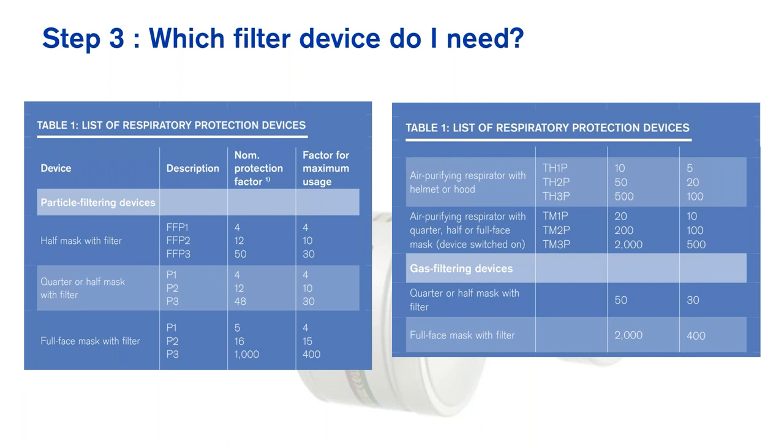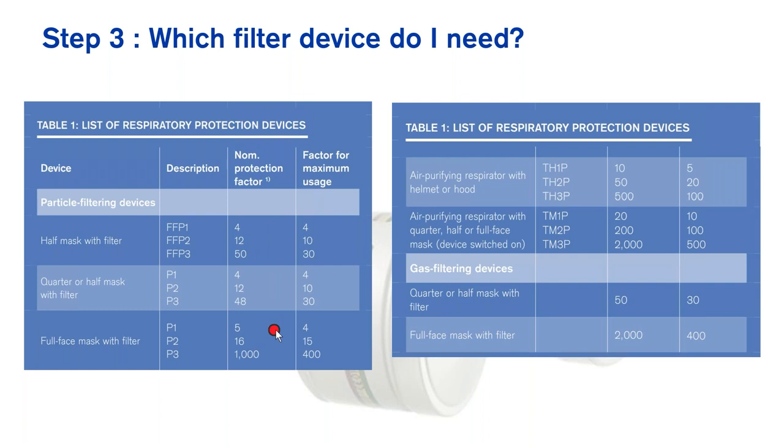So that's actually two tables I show you over here, the normal protection factor and the factor for maximum usage itself. Let's just cover up the normal protection factor itself. These factors can only be achieved if the respiratory device is used and maintained correctly in accordance with the instructions for use, you choose the right size, and you only wear the device when clean shaven, as facial hair in the sealing areas can cause leakage. The values are taken from the EN 529 report.